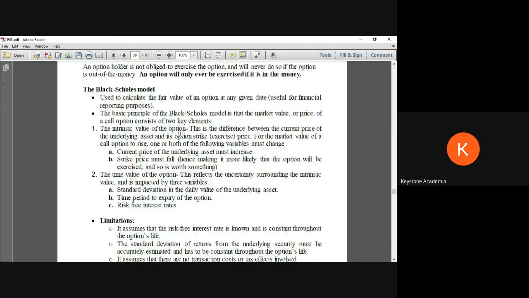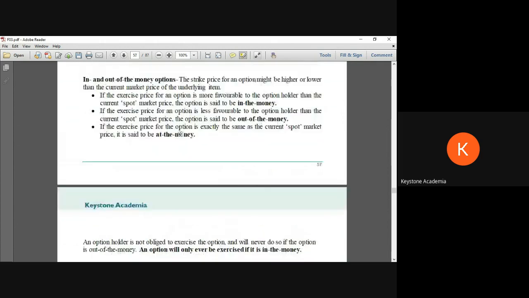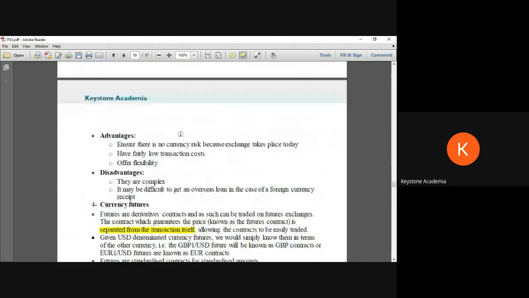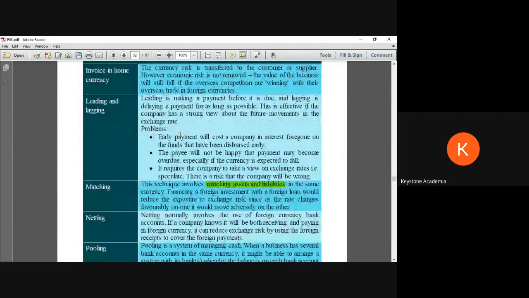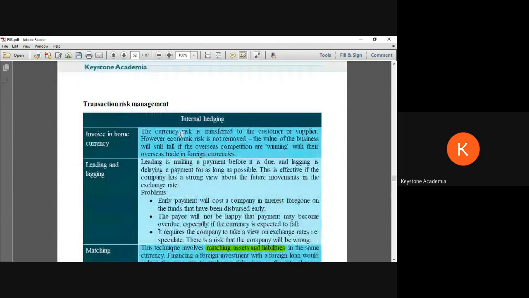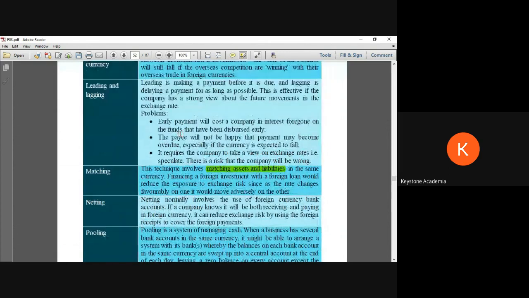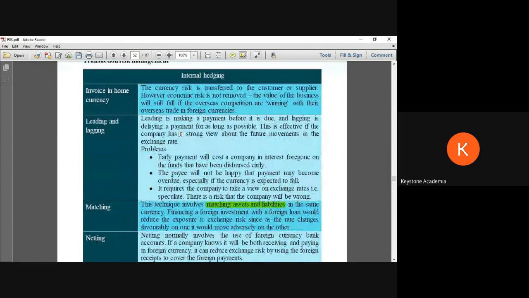So in summary, you just remember what internal hedging techniques we have and what external ones, and some of the characteristics of them. That itself is enough from this chapter. Internal is very easy. Same thing, you just remember the external hedging techniques. Don't remember all, that's fine. Just 3-4 is enough.